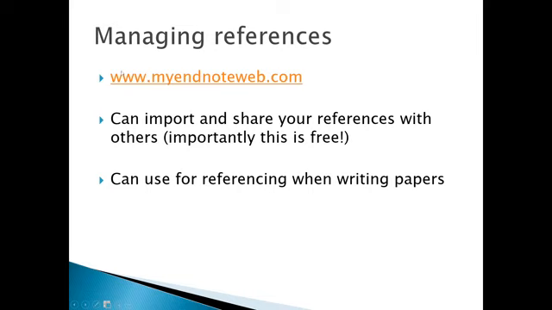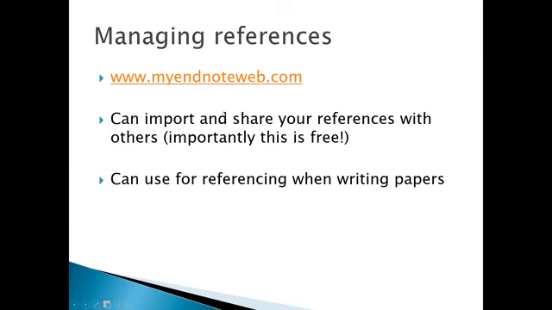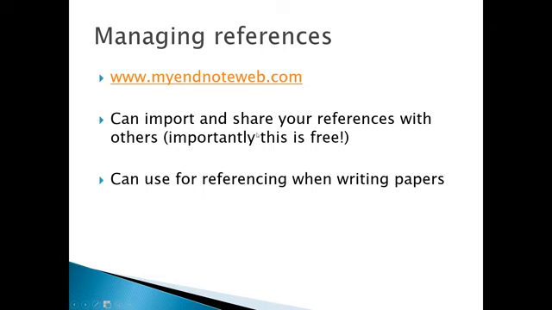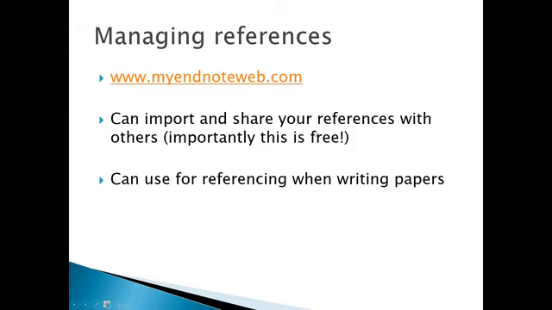So how do we manage the references? You're going to get a lot of references with all this searching. So if you go online to My EndNote Web, this is a really, really good website, and there, you can actually collate all of your references. Importantly, you can import them from the databases, and you can share the references with others, and it's free. As a student or as a clinician who doesn't necessarily have funding for research software, this is really important.